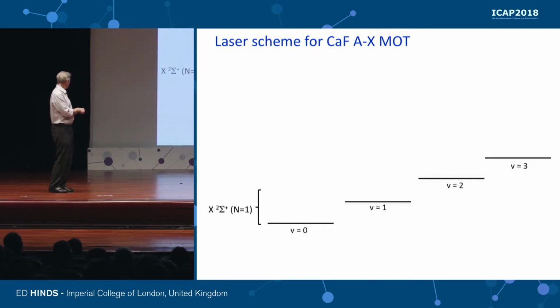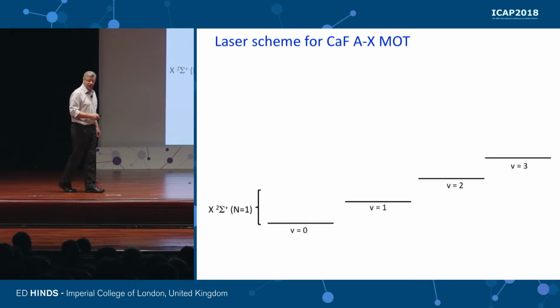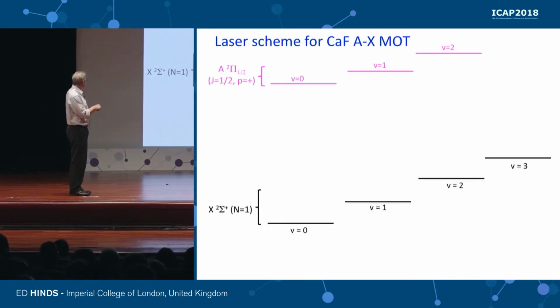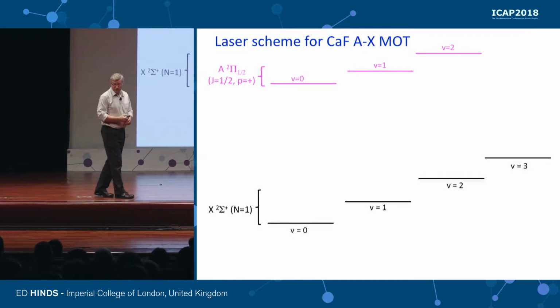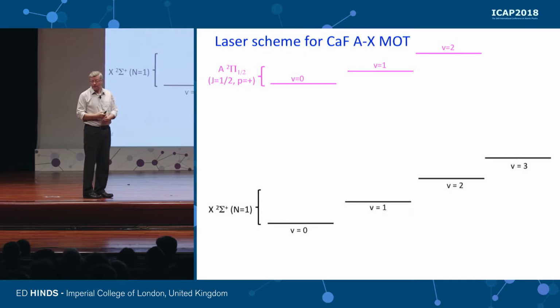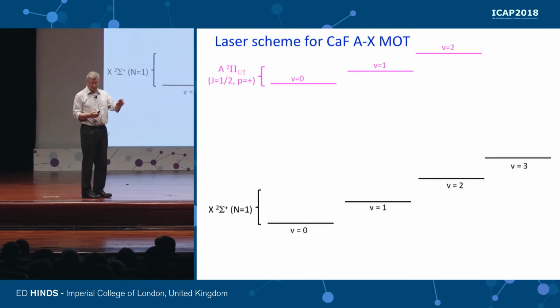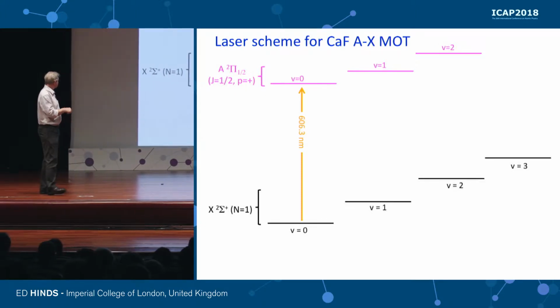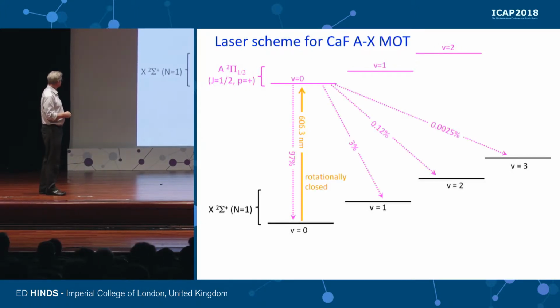I'm still working with the rotational state n equals 1. And I'm going to excite to this A doublet pi a half state. This is the state that I didn't like to use for the slowing, but I'm going to use it for the MOT for reasons that I don't have time to go into. So we excite that at 600 nanometers, and then it has these decay branches.